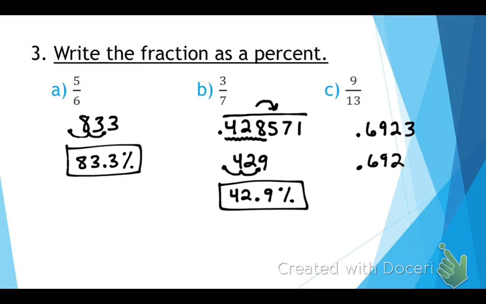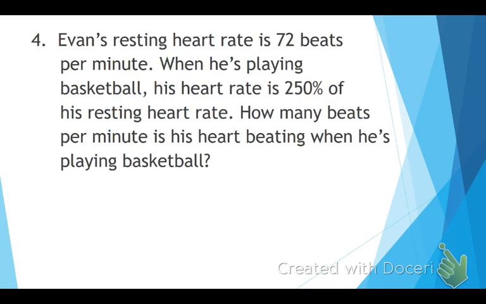And now I need that to be turned into a percent. How do I do that? You move the decimal 2 places to the right. 2 places to the right, and what do you get? You get 69.2%. 69.2% is correct. Any questions?